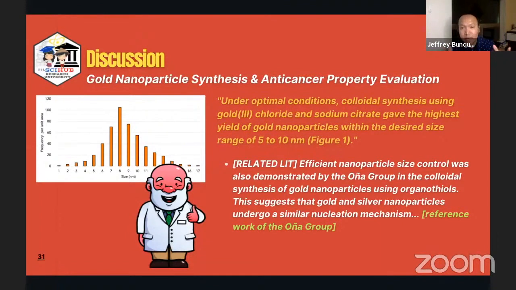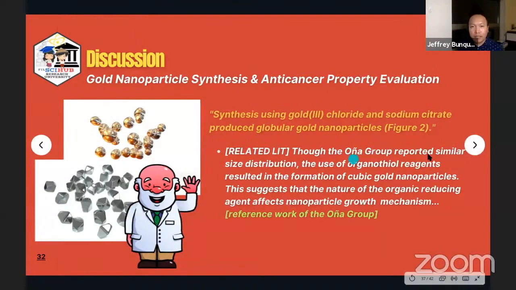So this suggests that gold and silver nanoparticles undergo a similar nucleation mechanism. So dyan, may explain niya na, okay, 5 to 10 nanometers ang napo-form. Bakit ganun? So siguro i-relate niya sa effect ng inyong organic reducing agent. So ganyan niyo po siya dapat i-discuss. Again, yun lang babanggitin, ito na-observe ko and then bahala na mag-interpret ang magbabasa. So kapag ganun po, very weak ang inyong paper.